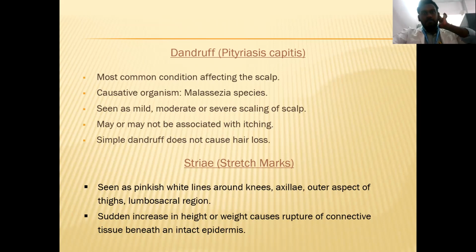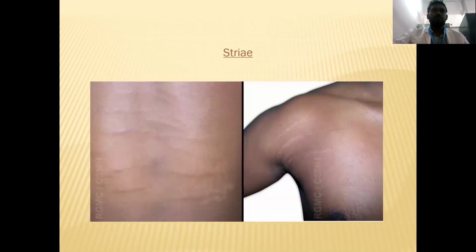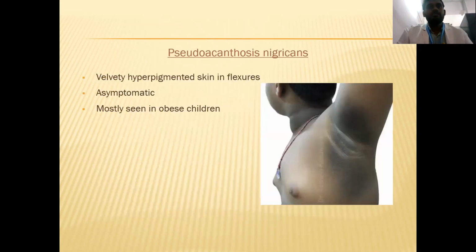Striae are nothing but stretch marks. These are seen as pinkish white lines around the knees, axilla, outer aspect of the thighs, and lumbosacral region. Whenever there is sudden increase in height or weight, it will cause a rupture of the connective tissue beneath the intact epidermis, leading to stretch marks. Pseudoacanthosis nigricans is nothing but velvety hyperpigmented skin folds. It's an asymptomatic condition, mostly seen in obese children.